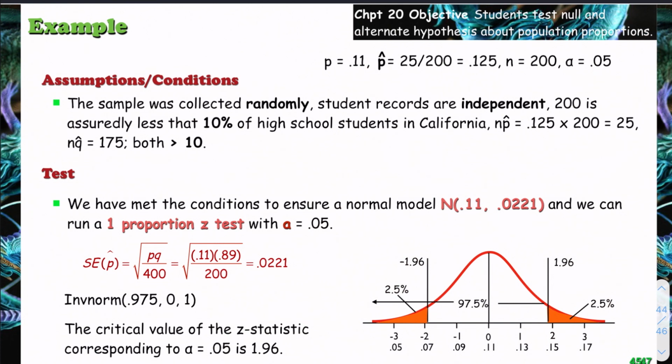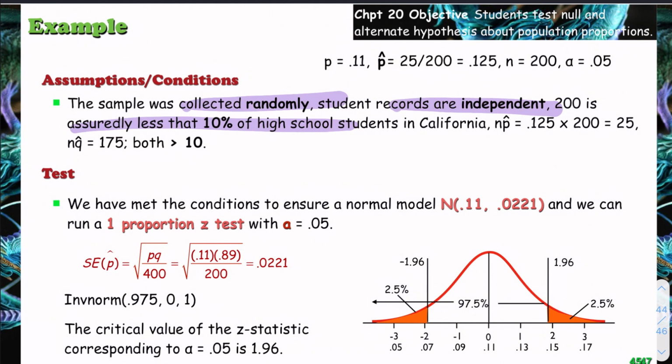Okay, we wrote out a parameter. We did our hypothesis test. We're going to check our assumptions and conditions. The sample was randomly collected. It said that. Students' records are independent. Yeah, if you drop out, it's going to be your choice, not someone else's. 200 is assuredly less than 10% of the high school students in California. np is 25, and nq is 175. Both are greater than 10, so we can move on.